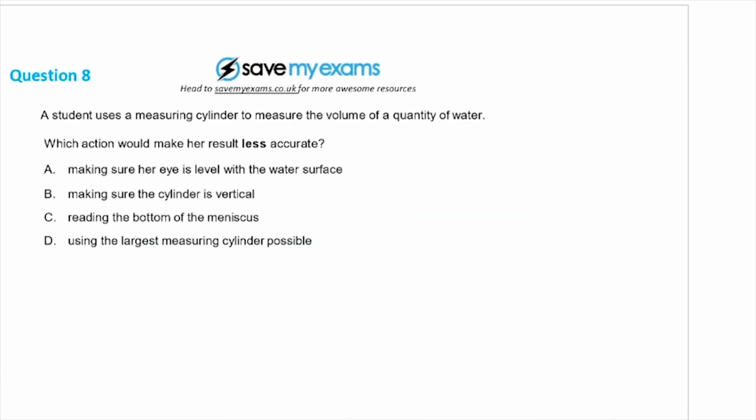A student uses a measuring cylinder to measure the volume of a quantity of water. What action would make her result less accurate?